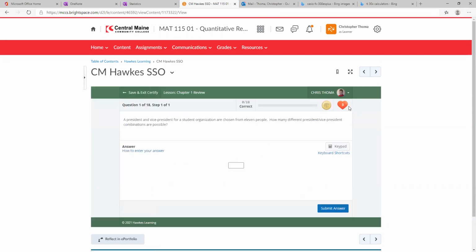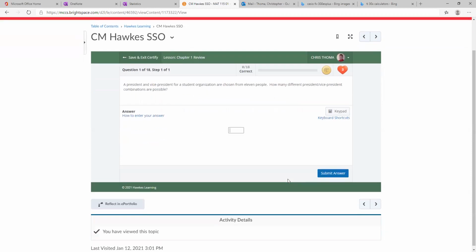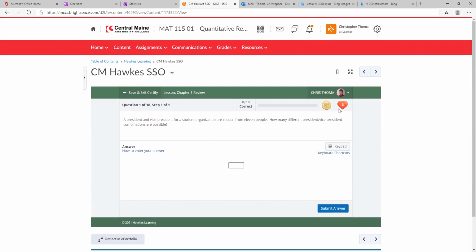Yep. It's like playing a video game. You have lives here. As long as that little heart never goes below 0, you're okay. You answer the question, and you can see there are 18 homework problems. You don't have to get them all right. You can miss 3 and still get full credit. So you have to get 15 out of the 18 problems correct.